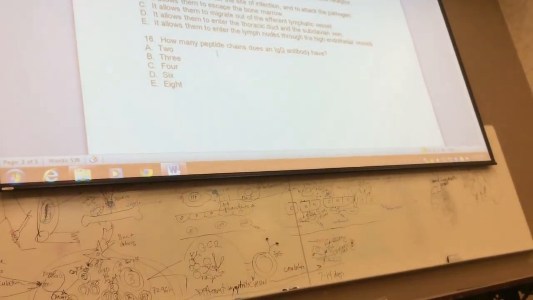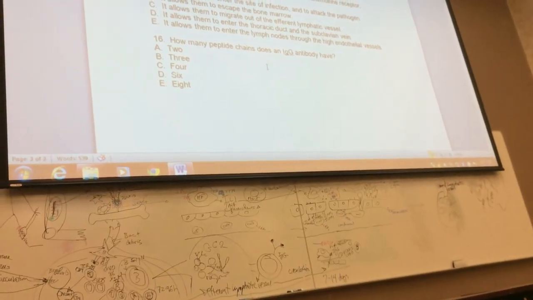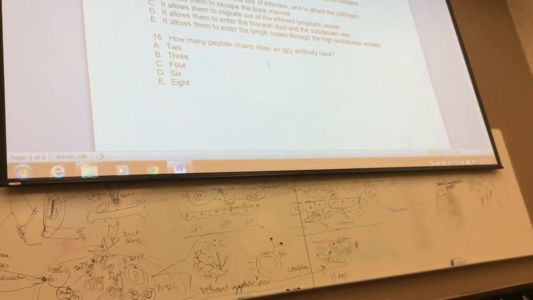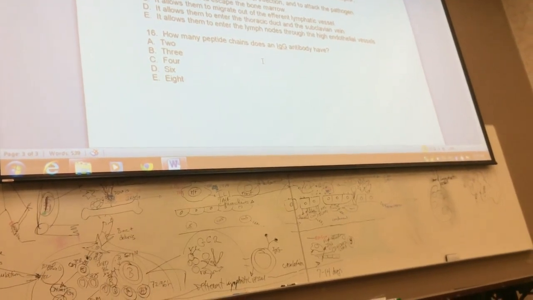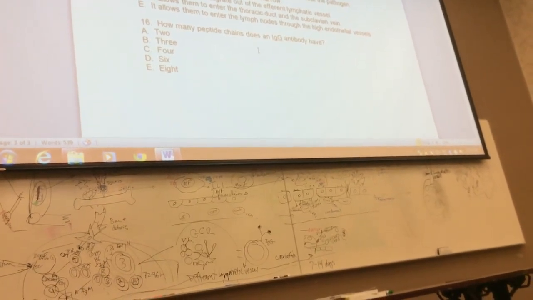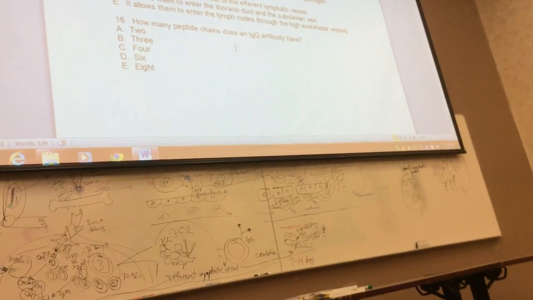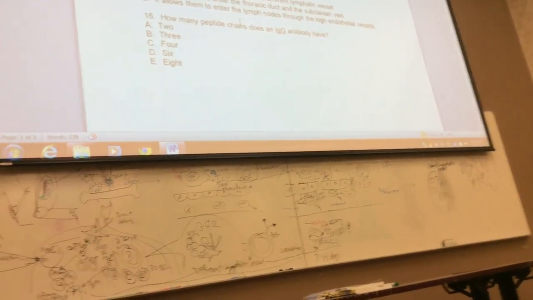Okay. How many peptide or polypeptide chains does an IgG antibody have? 4. What are they? Right. Two light, two heavy.